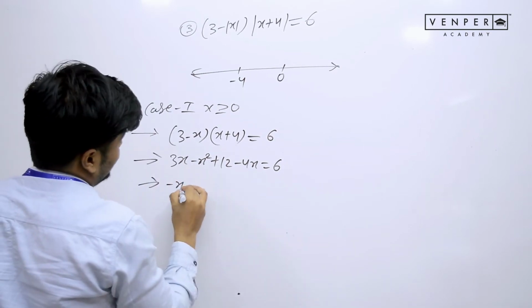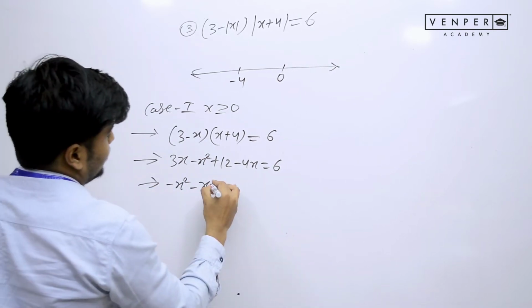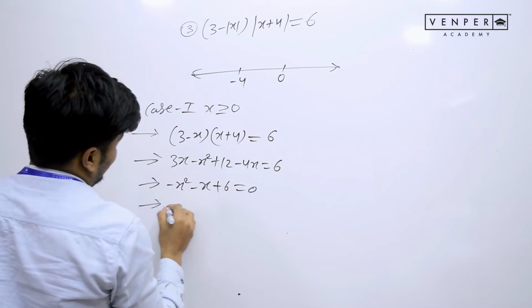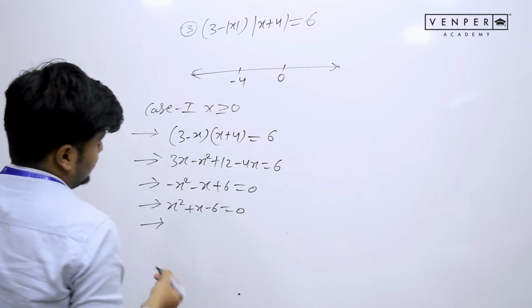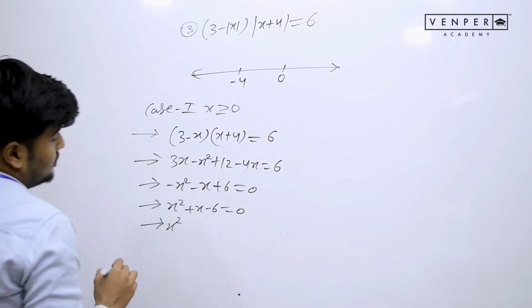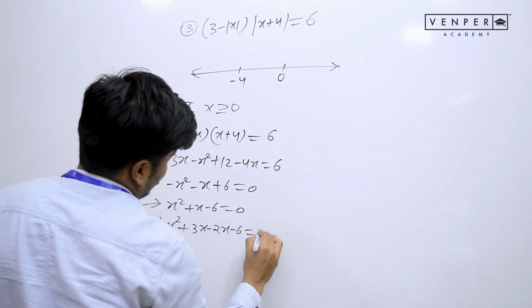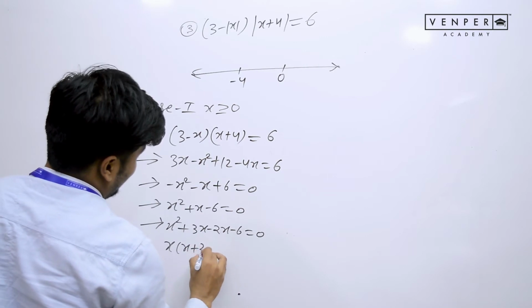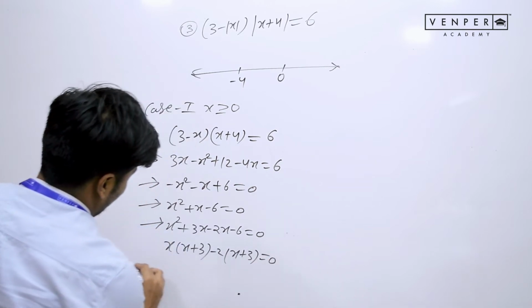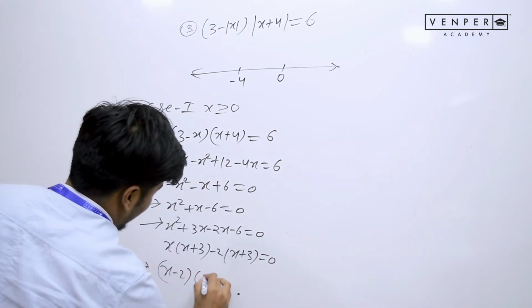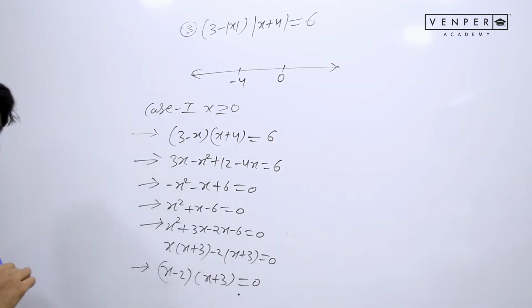Minus x square as it is, 3x minus 4x is minus x. And what else do we have? 12. 12 minus 6 plus 6 equals to 0. I will multiply it by minus 1. So x square plus x minus 6 equals to 0. Can you factorize it? Of course we can factorize it. How will we do that? x square plus x can be written as 3x minus 2x minus 6 equals to 0. Can I take x common? If I do so, I will have x into x plus 3. And if I take minus 2 common, again I will have x plus 3 equals to 0. So the factors are clearly visible. One is x minus 2 and another is x plus 3 equals to 0.